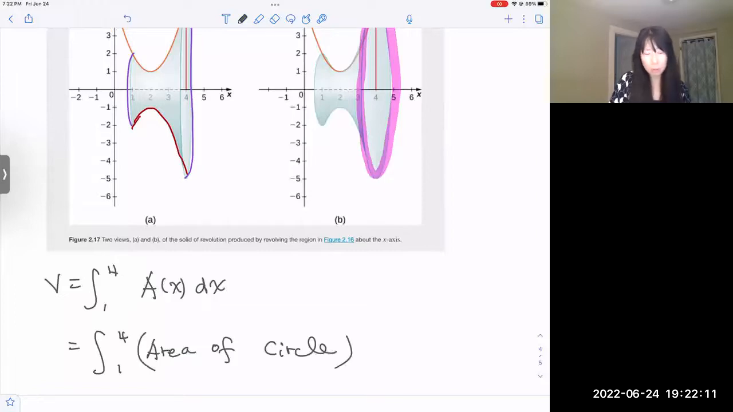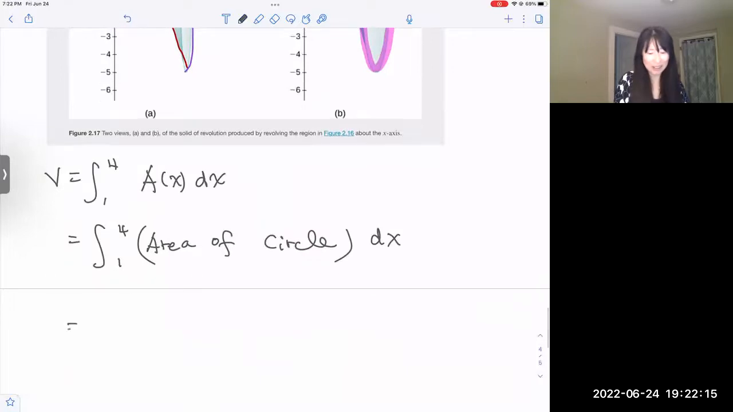Does anyone remember the area of a circle? Pi r squared? Oh, excellent. Good. Oh, you are here. Pi r squared. Good. So 1 to 4 pi r squared.